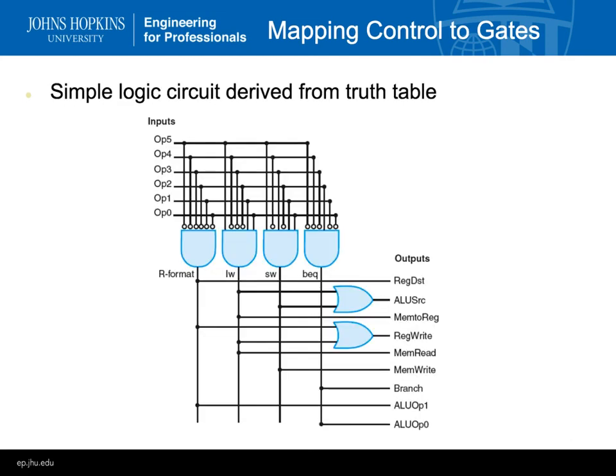And this is what our inputs and outputs look like. This would be the AND gate that determines that it's R format, and then each of these, if you go over here, this would be a 1. So if it's R format, we're going to have a 1 for register DST and ALU op 1 and register write, and so on. So that's just carrying out that table in the last slide.